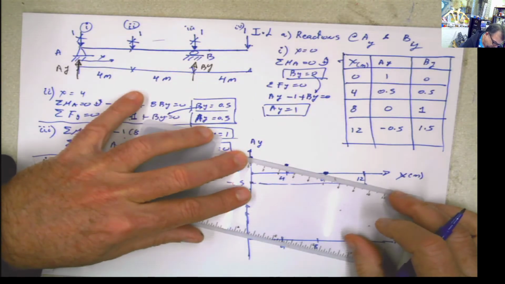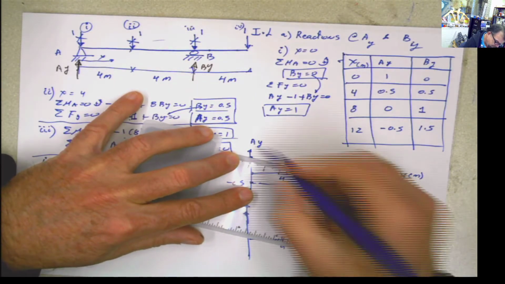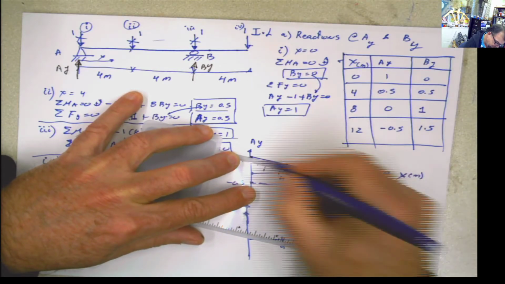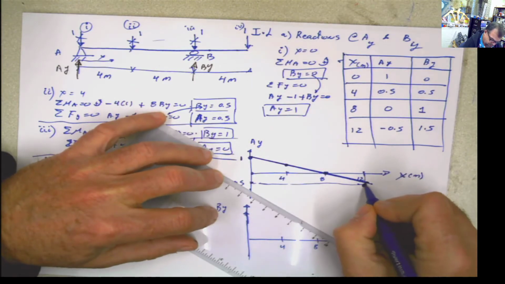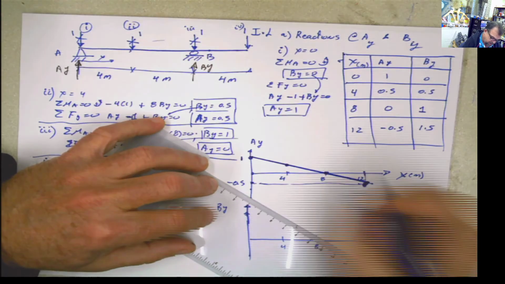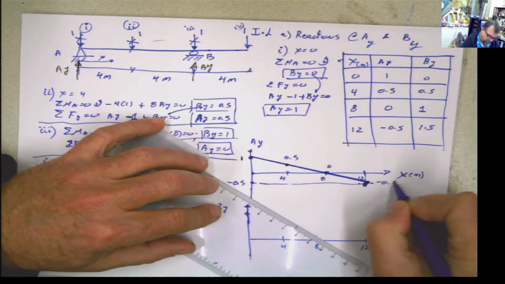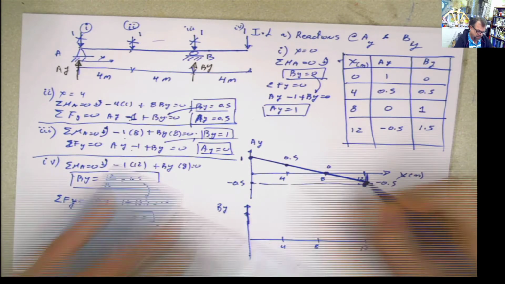If this is a scale, remember, these should be straight lines. And of course, this is going to be a complete straight line, same slope, because I'm not changing anything. So once again, this is going to be 0.5, this is going to be 0, negative 0.5. And that will be the unit influence line for AY.